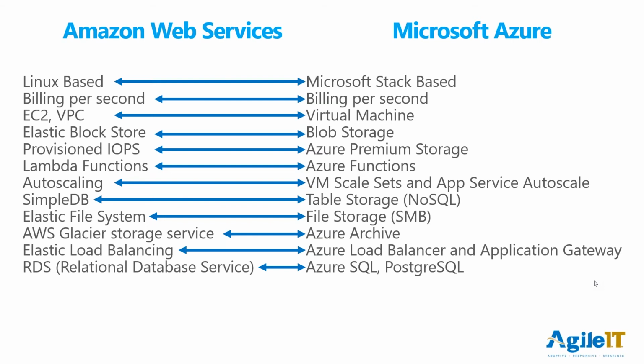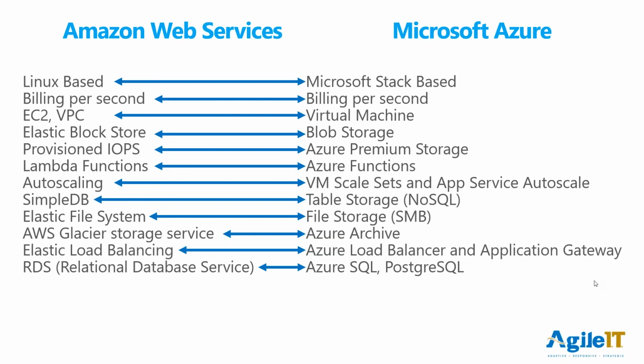Then we have auto scaling on AWS, which ties in with the notion of VM scale sets and the app service auto scaling on Azure, which is very nice. It's beyond simple to set up the app service auto scaling. Then we have SimpleDB, AWS's offering for a key value store. And again, table storage would be the Azure offering.